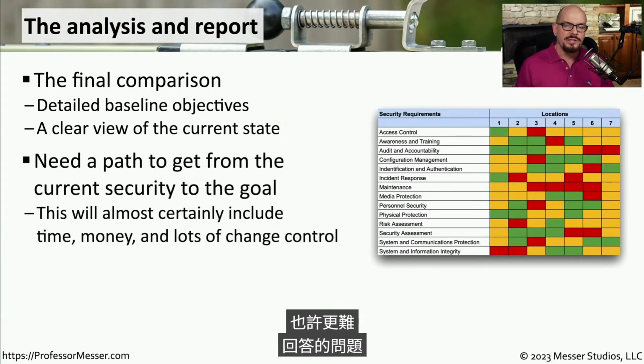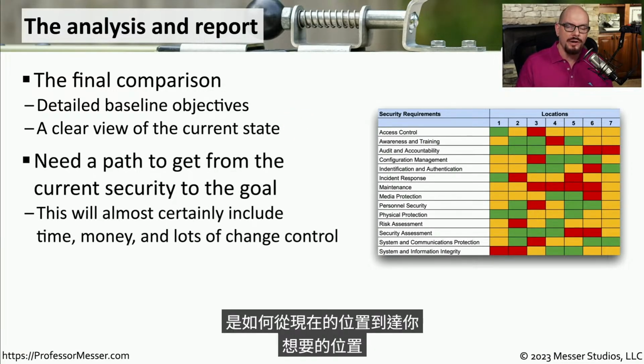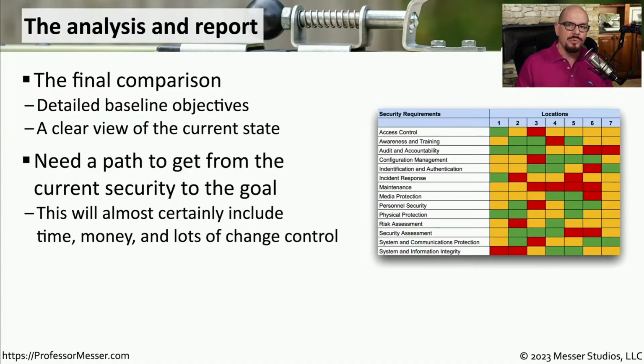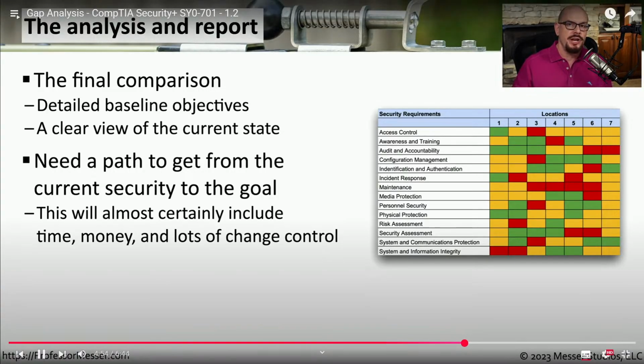Perhaps the more difficult question to answer is how you get from where you are to where you'd like to be. This path to get from where we are to where we'd like to be commonly takes time, it takes money, there may be equipment that we need to purchase, and obviously there's change control so that you can implement these changes in your environment.